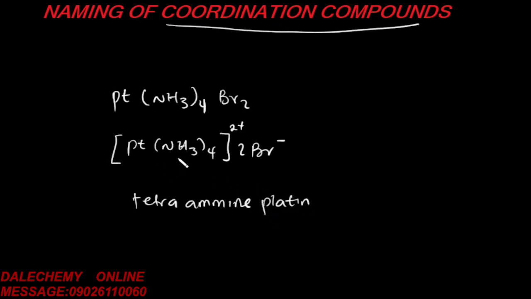Then you name the metal, which is just platinum. It should not be platinate because the charge is positive. If it is a negative charge, that is a negative complex, so it will have -ate at the end, so it will be platinate. Because it's having positive charge, it will retain its name, so it will be platinum.